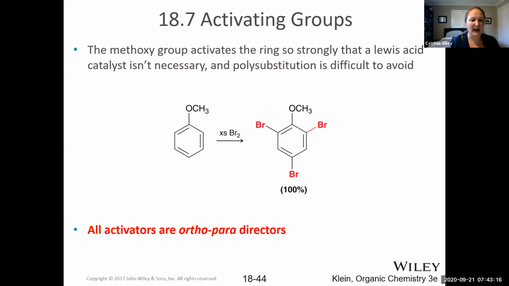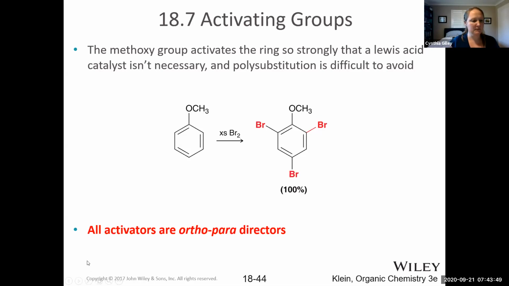bromines without a catalyst. So notice how you don't even need an aluminum or iron catalyst for this, and it will introduce 3 bromines very quickly in the ortho and para positions. So it is so activated, we don't even need a Lewis acid catalyst to make the bromine more electrophilic. Bromine, even without the catalyst, is electrophilic enough to react with this very nucleophilic aromatic ring.